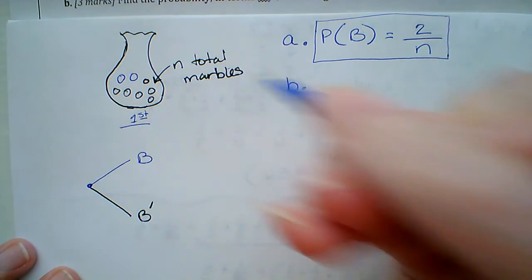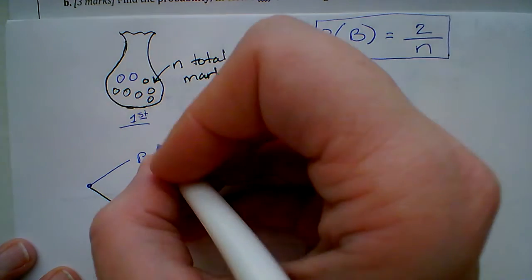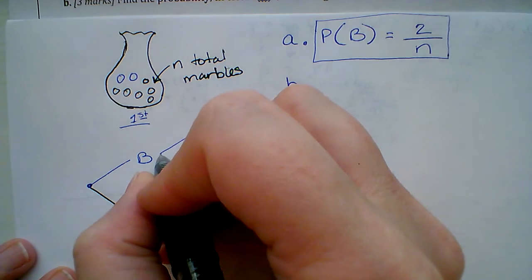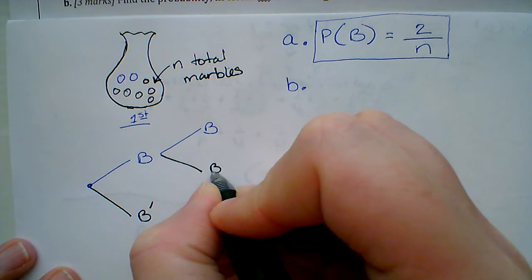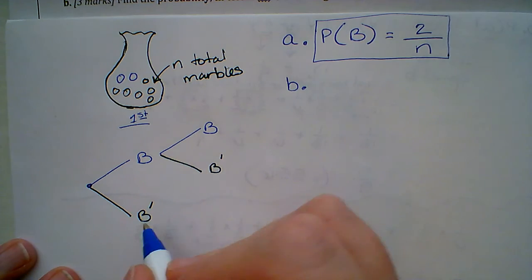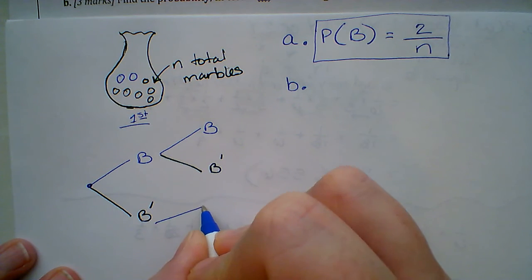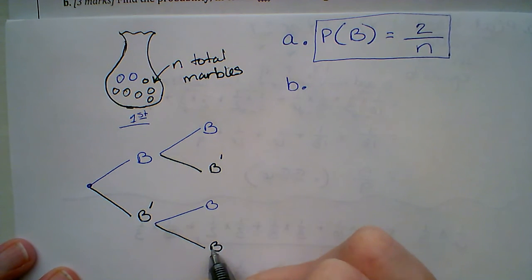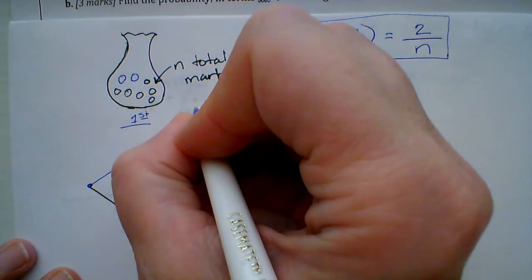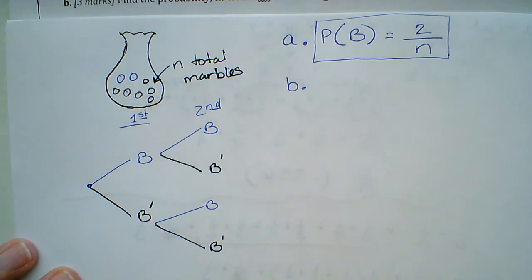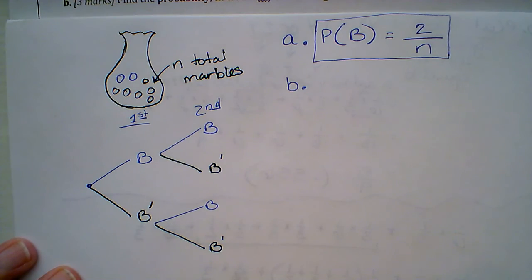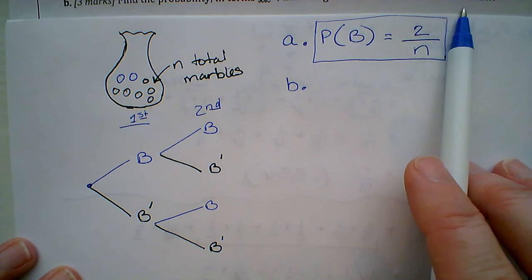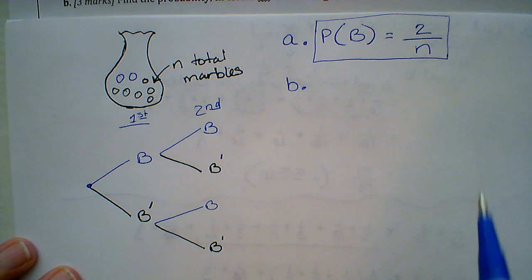Now, for her second draw, again, Haley could draw a blue marble, or she could draw a not blue marble. Again, if it's a not blue marble, she could draw a blue marble or a not blue marble on her second draw. So, we want to find the probability the game will end on her second draw. Remember, the game ends when she draws a blue marble.